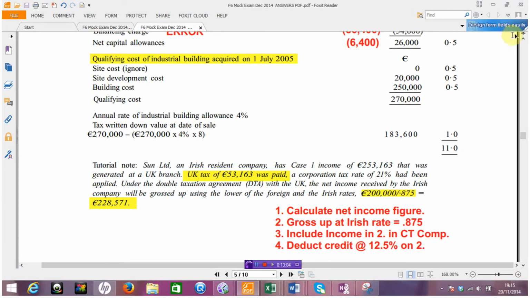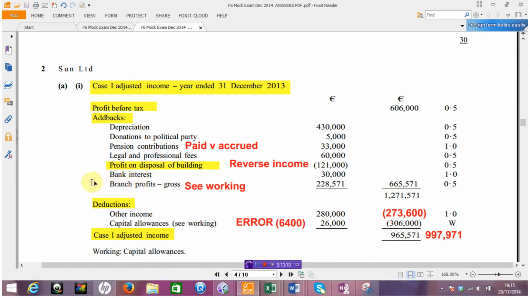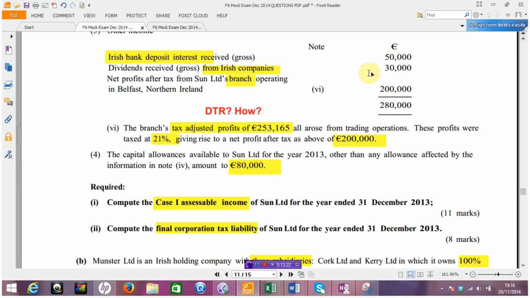You remember that when we were looking at the addbacks in relation to the branch profits, we had really 2 entries there. We have branch profits gross, and we have the full amount, including the UK tax, included within other income. Okay, you'll see if I just take you to the other income here, you'll see that we have 200 included within other income. That's obviously all of that is being added back because it's not relevant for case 1. And then in terms of the figures, we get some detail here of the branch's tax adjusted profit. So in effect, the net amount of 200, and then if we add on the tax, we get the 253.